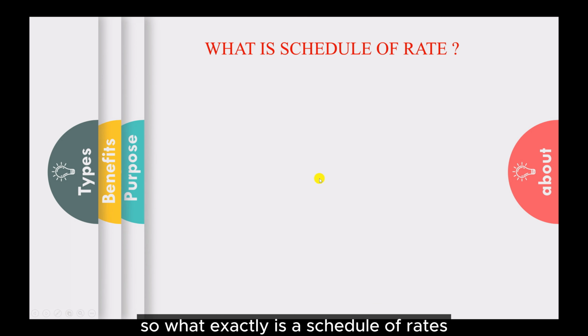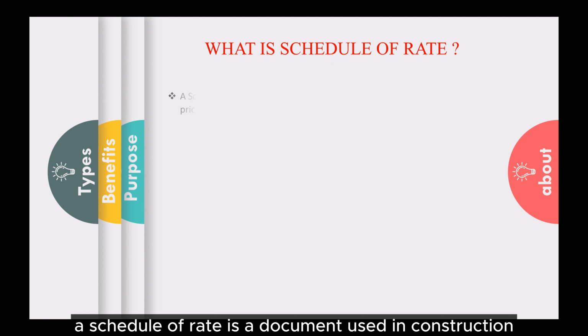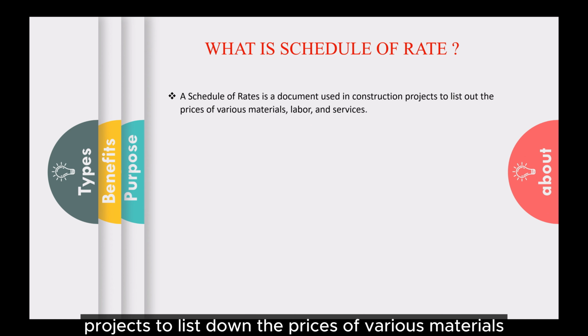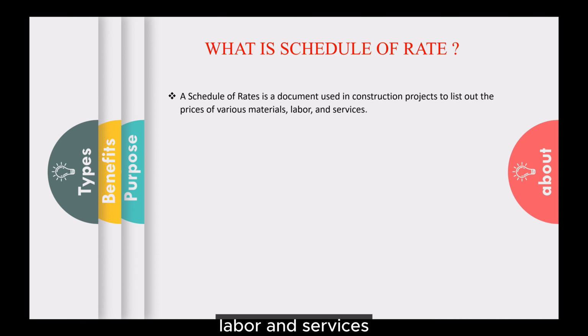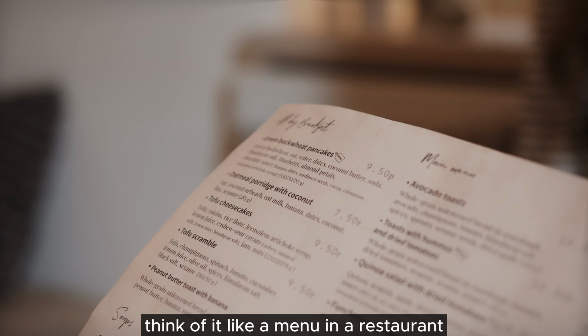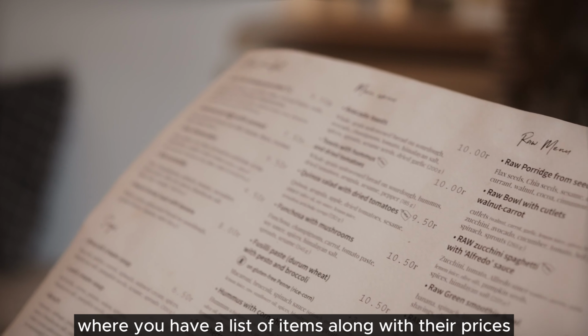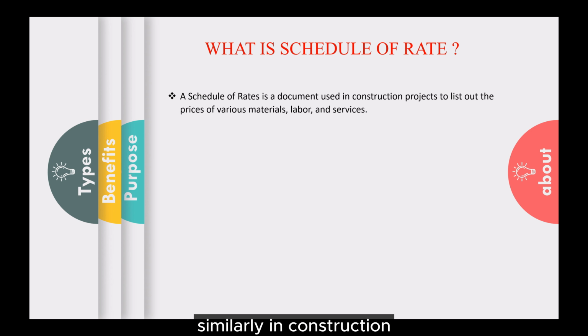So what exactly is the schedule of rates? Let's break it down in simple terms. A schedule of rates is a document used in construction projects to list down the prices of various materials, labor and services. Think of it like a menu in a restaurant, where you have a list of items along with their prices. Similarly, in construction, it's a detailed list of different tasks along with their corresponding costs.